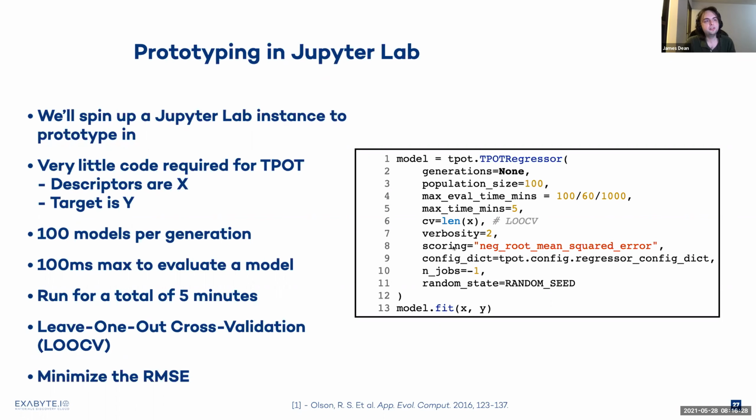How verbose it is, what scoring metric it's using, one of these configuration dictionaries, which tells it what models it's allowed to use, and the number of jobs. -1 just means run as many jobs as there are cores automatically, and then a random state for reproducibility. And then like any other Scikit-Learn model, we just tell it, hey, fit, here's our X and our Y, and it handles the rest behind the scenes. So very, very convenient to use.